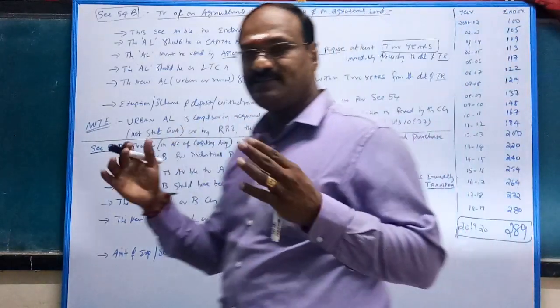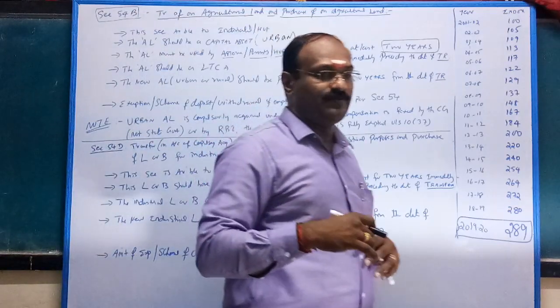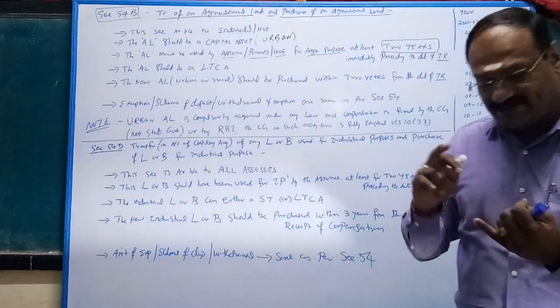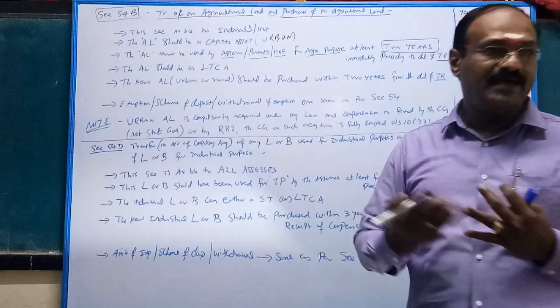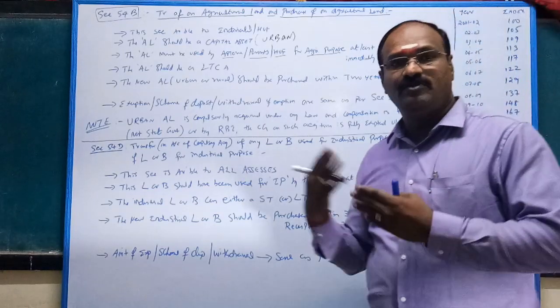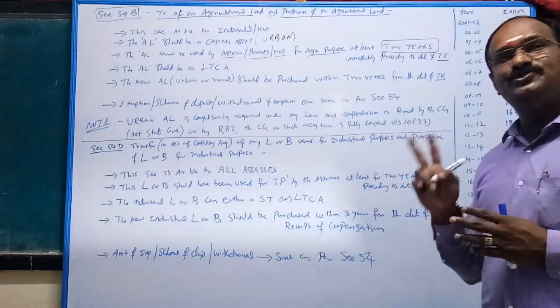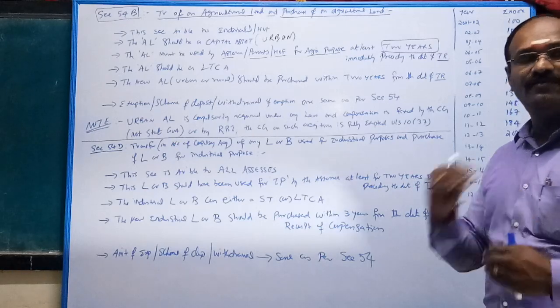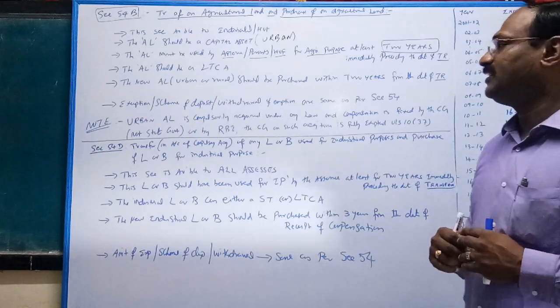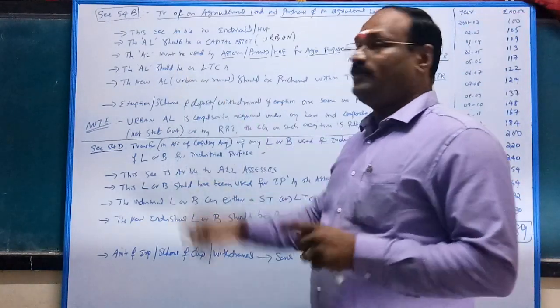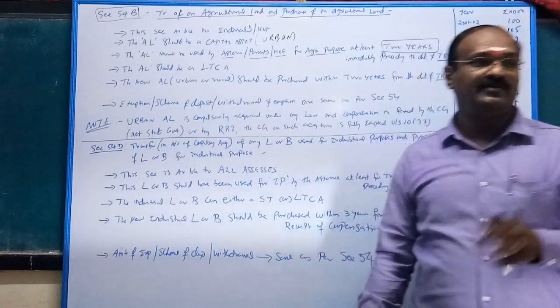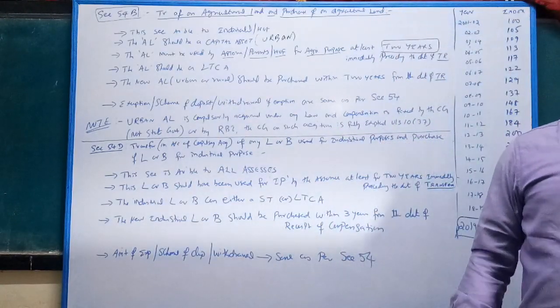That is, the agricultural land should be used for the purpose of agriculture by the assessee himself or his parents or HUF, any member of HUF, at least 2 years preceding the date of transfer. Then the agricultural land should be a long-term capital asset. Very important. See, section 54 also same.